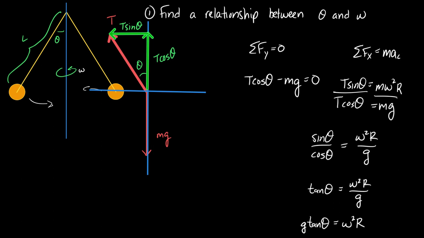All good? Well, the problem is R. R can't be in the answer. So I need to write something else in place of R. I'm allowed to have L in my answer, and theta, of course. So I'm going to have to write R, which is this distance, because that's the radius of curvature, in terms of theta. That's just another triangle there. So I see that R equals L sine theta.